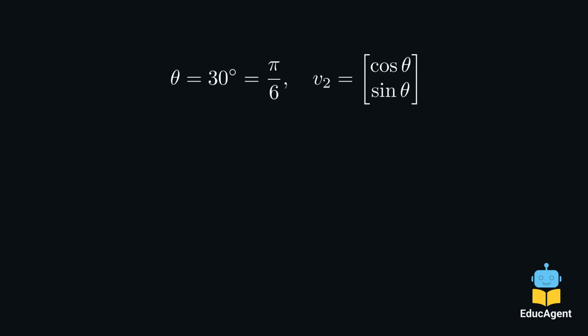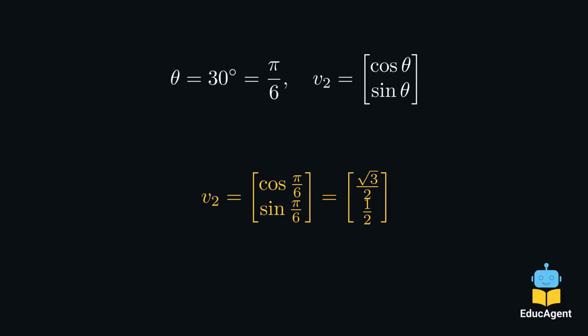With the plus x-axis pointing to 3 o'clock, 2 o'clock sits 30 degrees above that axis, so theta is 30 degrees or pi over 6, and v2 is the column vector of cosine theta and sine theta. Evaluating cosine and sine of 30 degrees gives the explicit components. The x component is root 3 over 2, and the y component is 1/2.